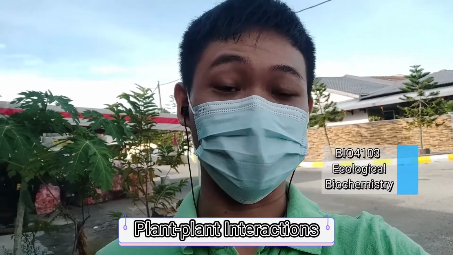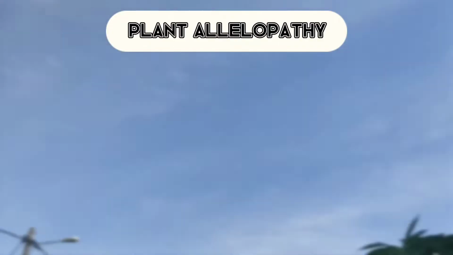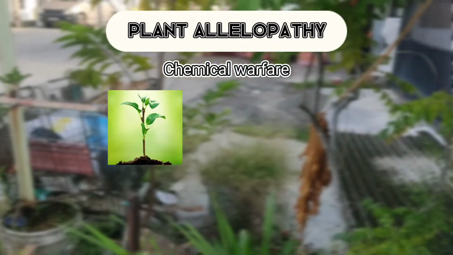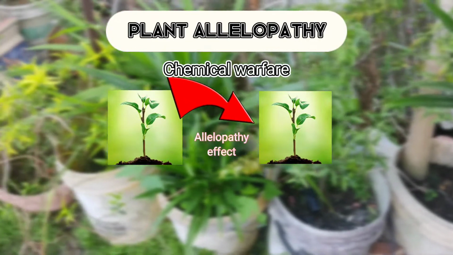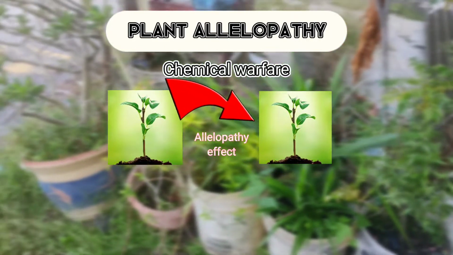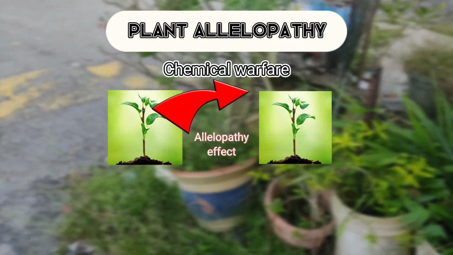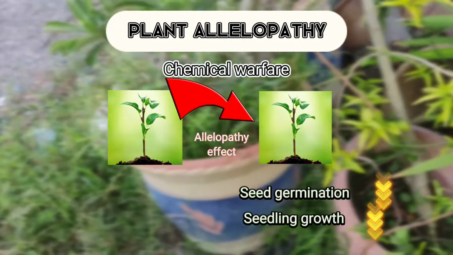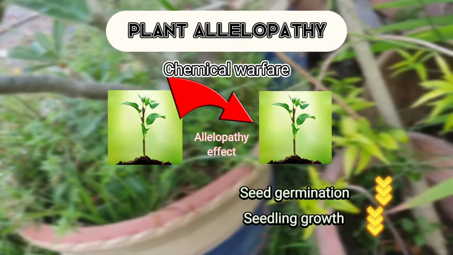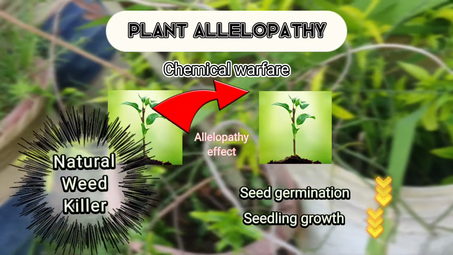Today, I'm going to give a presentation about plant-plant interaction for my ecological biochemistry course. Plant allelopathy is the chemical warfare among plants, imposed by one plant on another to suppress the latter and take advantage from their suppression. In the phenomenon of plant allelopathy, allelopathic plants create adverse conditions for other neighboring plants by reducing their seed germination and seedling growth. The allelopathic plants are very effective in weed killing and are known as nature's weed killer.